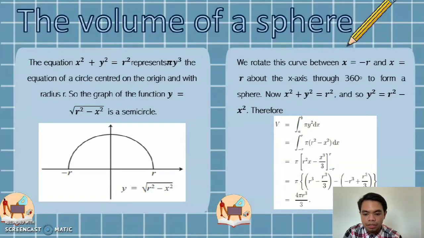Now x squared plus y squared equals r squared, and so y squared equals r squared minus x squared. Therefore, V equals the integral from negative r to r of pi y squared dx, which equals pi times the integral of r squared minus x squared dx, which equals pi times [r squared x minus x cubed over 3] from negative r to r, which equals pi times (r cubed minus r cubed over 3) minus (negative r cubed plus r cubed over 3). The final answer is 4 pi r cubed over 3.